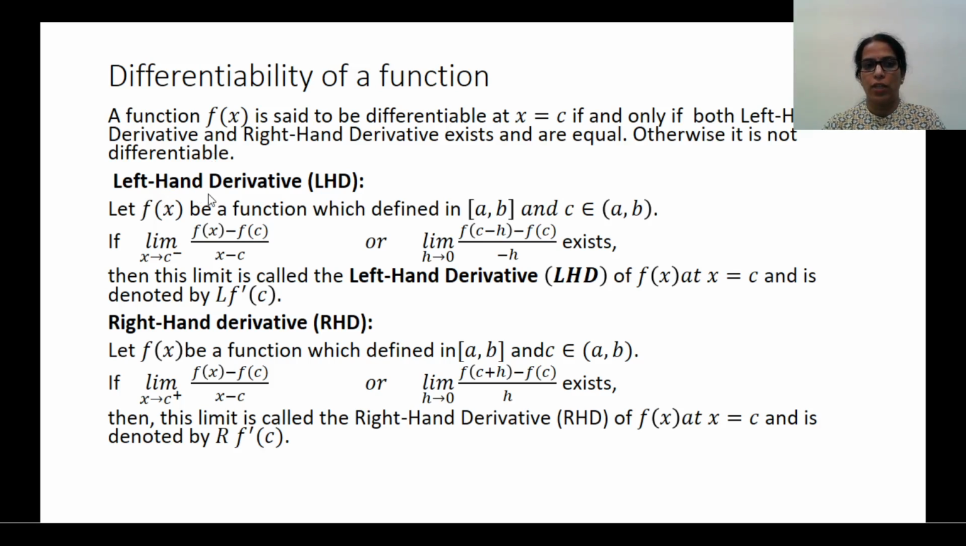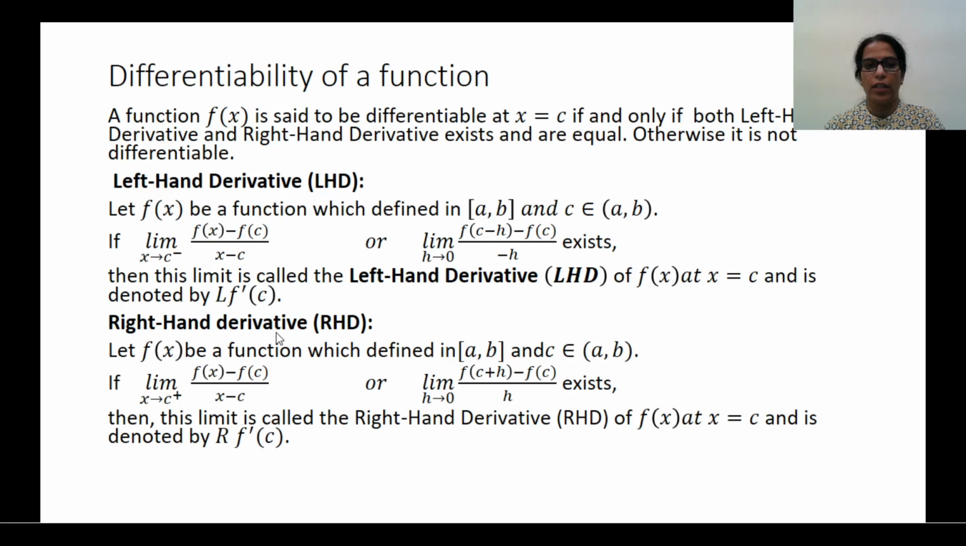First, let's know what is left hand derivative. Let f of x be a function which is defined in the closed interval a comma b and c belongs to a comma b. Then limit x tends to c minus of f of x minus f of c divided by x minus c, or limit h tends to 0, f of c minus h minus f of c divided by minus h exists. Then this limit is called the left hand derivative of the function f of x at x equal to c and is denoted by L f dash of c.